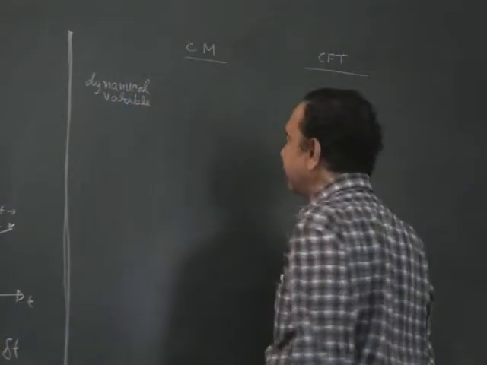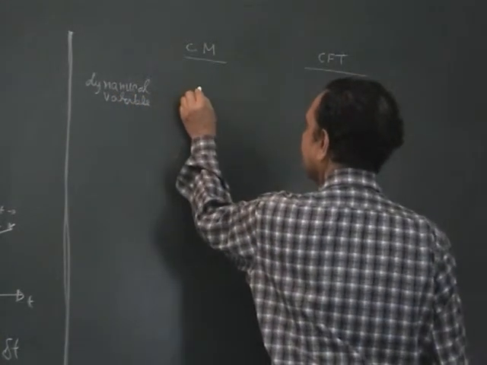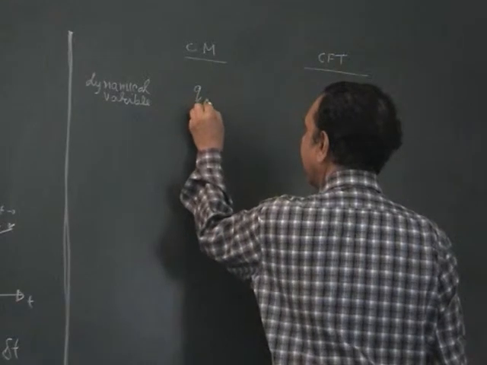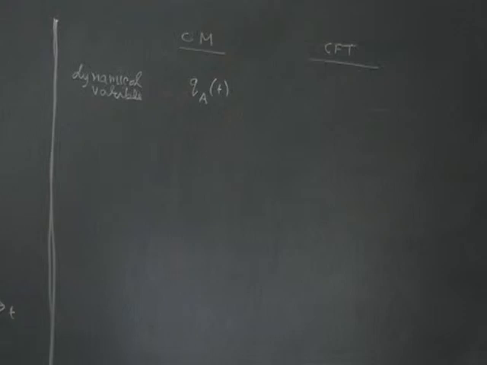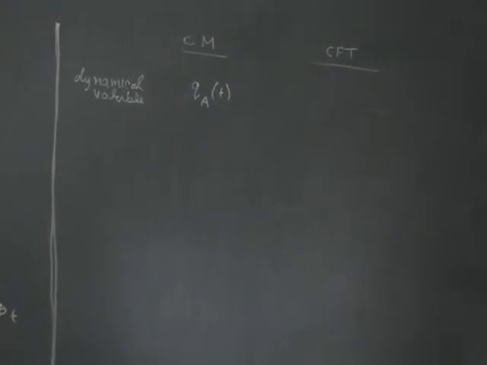So the dynamical variable in classical mechanics is some q^A(t). Where is the A from? I did this with one q, and I told you that if there are several degrees of freedom, you put an A here. This A stands for A equal to 1, 2, 3 up to n. I don't want to use i because i is going to become a space-time index very soon.